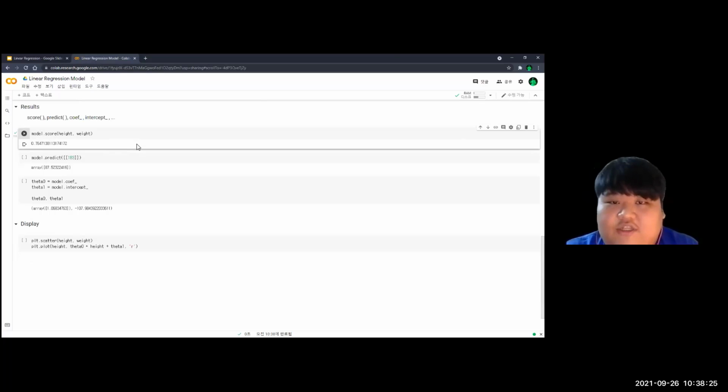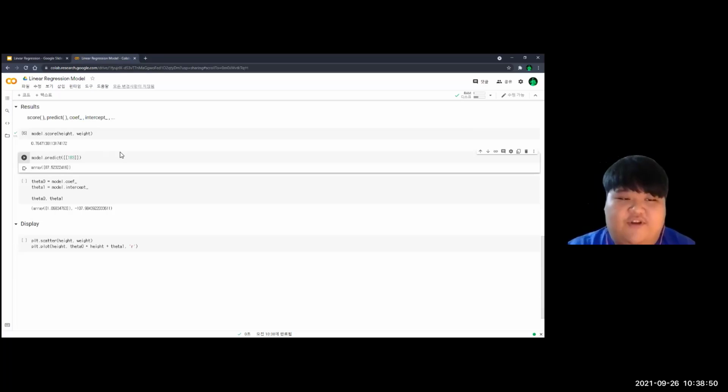It is the R-squared value. For those who know statistics, the R-squared value is the validity of the function or model. So we can interpret it as 76.47% of the test data could be explained by this model. Okay, then let's go next.